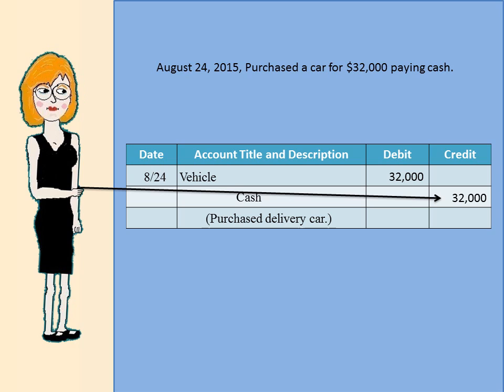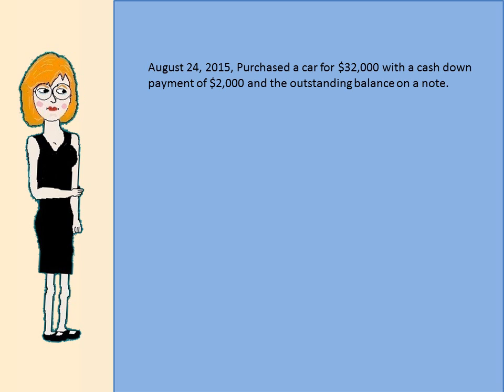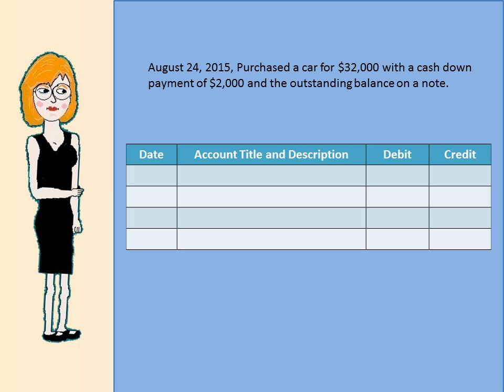Now let's look at a compound journal entry which requires more than two account titles. We will start with the description. August 24th, 2015. Purchased a car for $32,000 with a cash down payment of $2,000 and the outstanding balance on a note. Again, here is the basic format of the journal page. We will start with the date, which is August 24th, and we will place it right here. August, which is 8, and the day, which is 24.